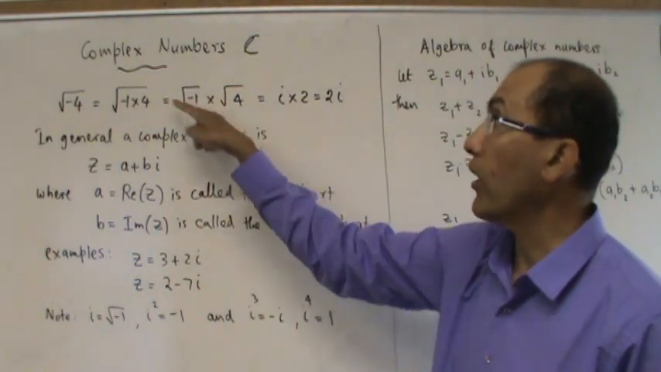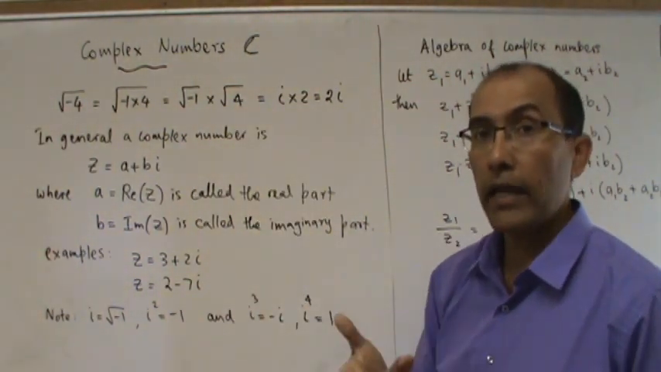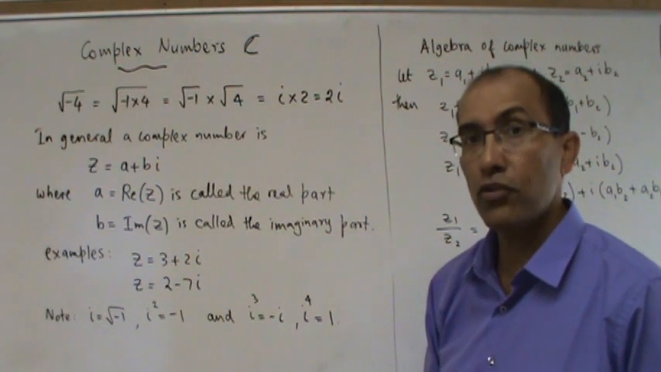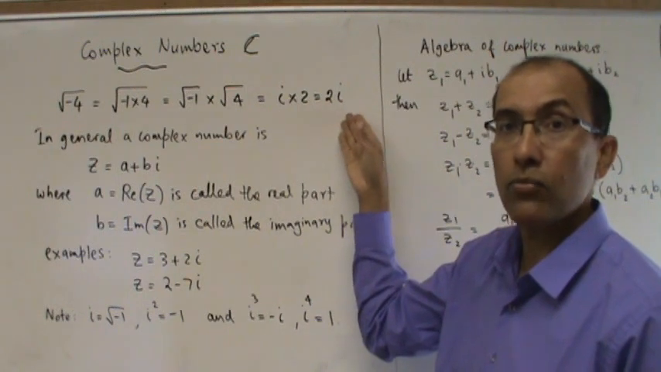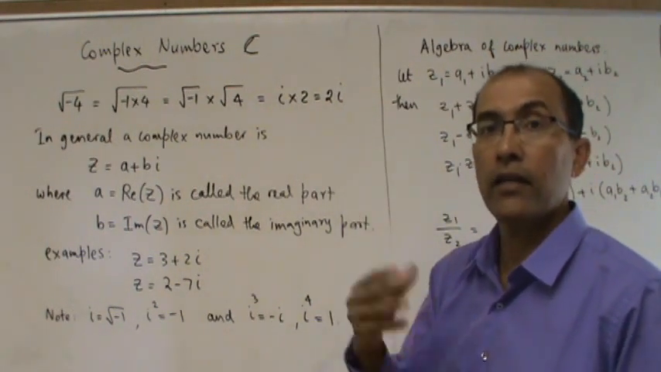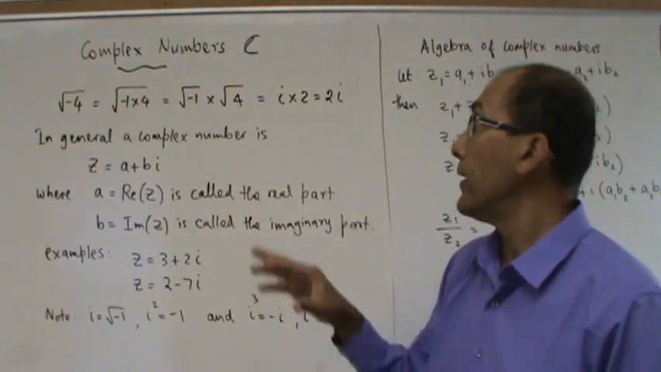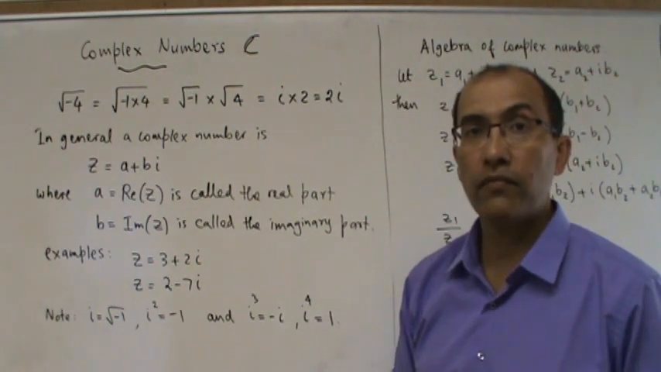So this square root of -1 is called i, which stands for imaginary, and i times 2, which we usually write 2i because we generally write numbers before letters. So i is the square root of -1.